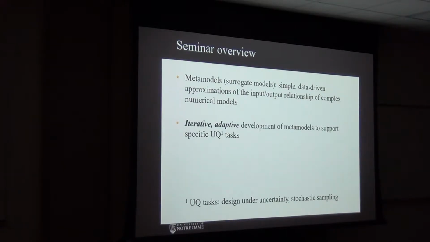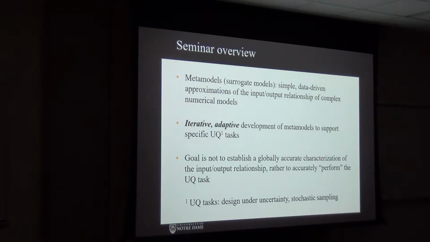In this presentation, we're going to focus explicitly on the iterative adaptive development of meta models to support specific uncertainty quantification (UQ) tasks. What I mean by iterative adaptive is that our goal will not be to establish a globally accurate characterization of the input-output relationship, but simply to do good enough to be able to accurately perform the UQ task.